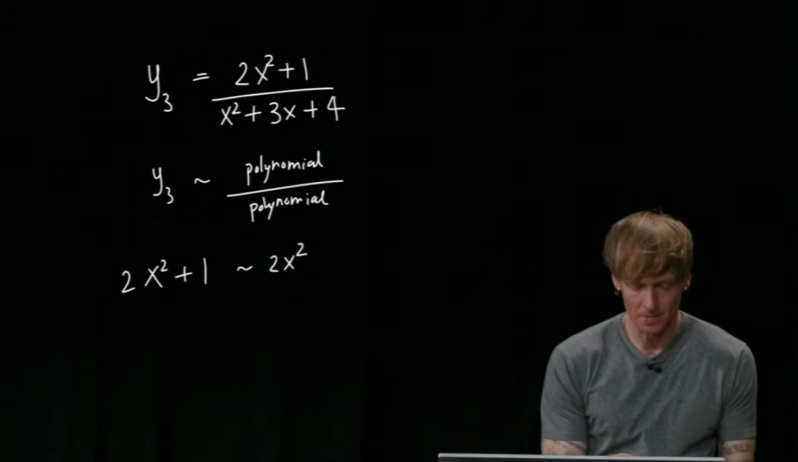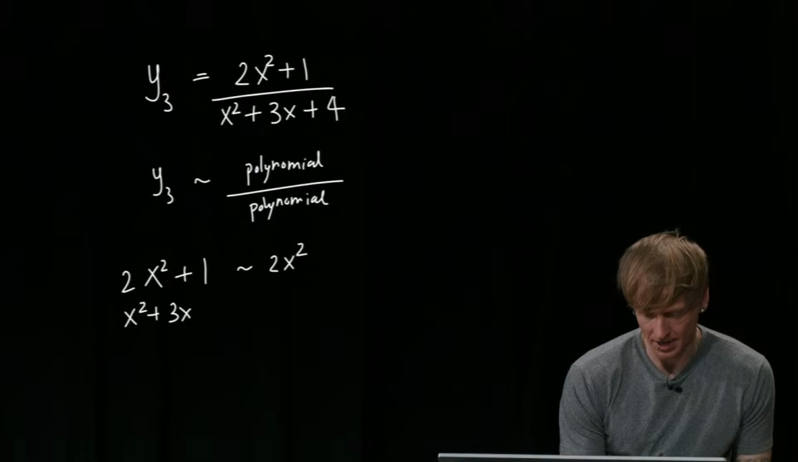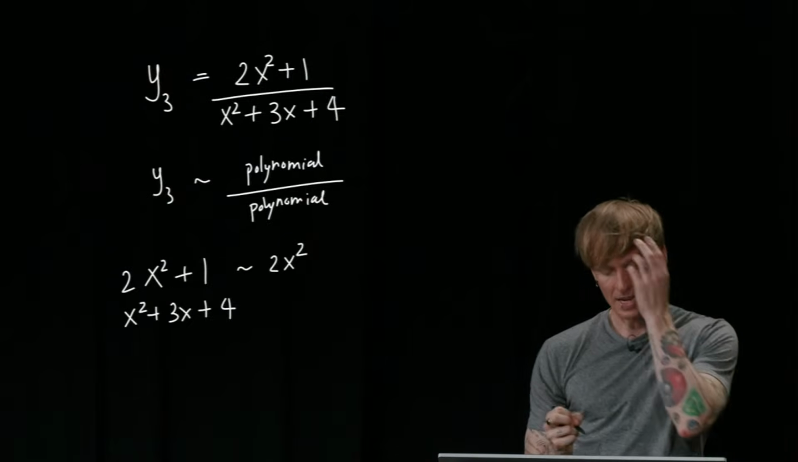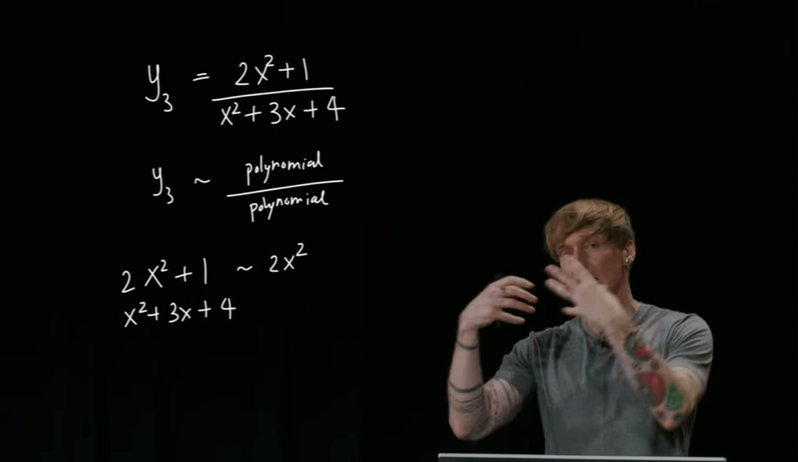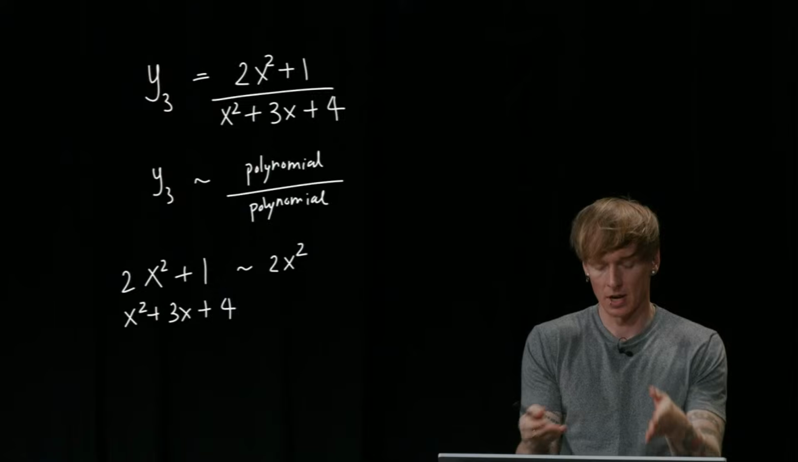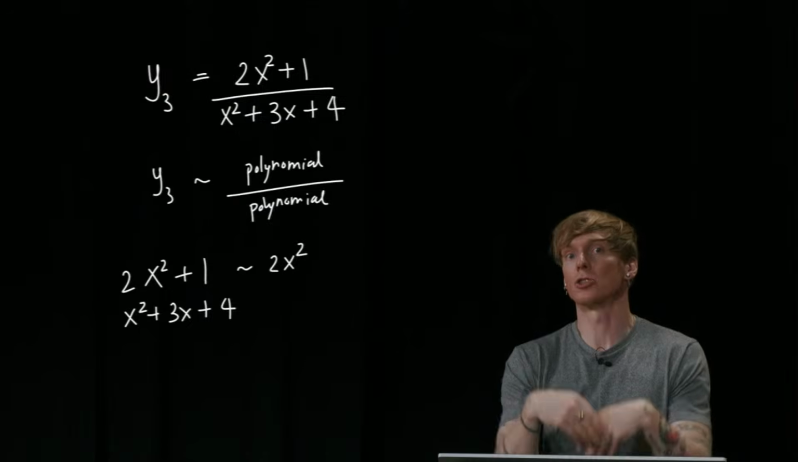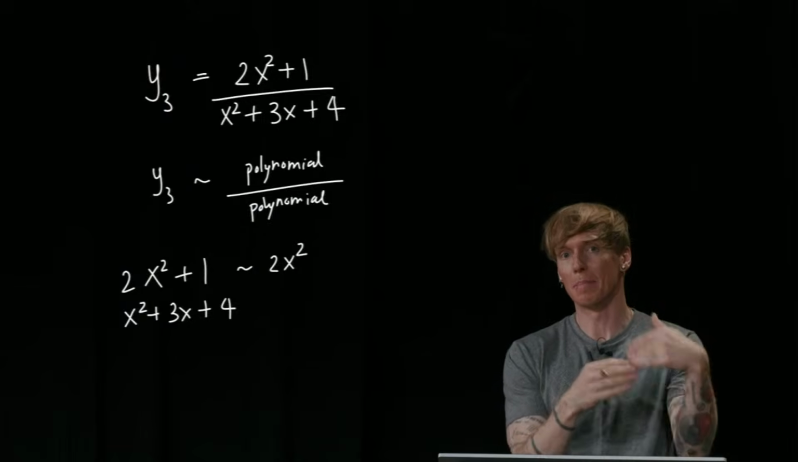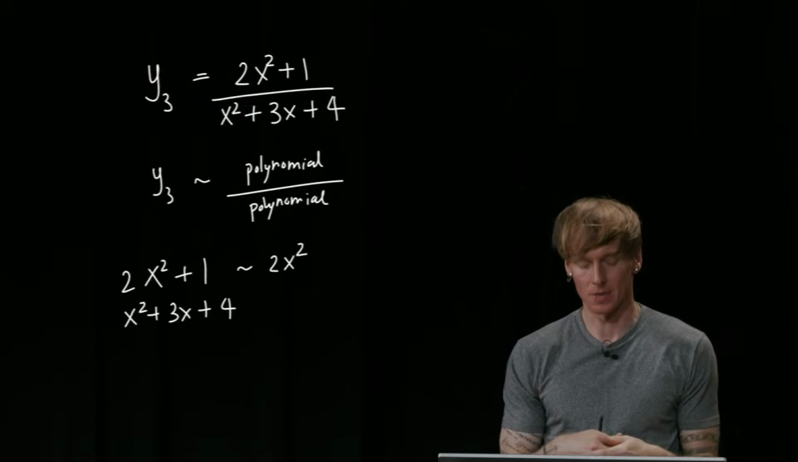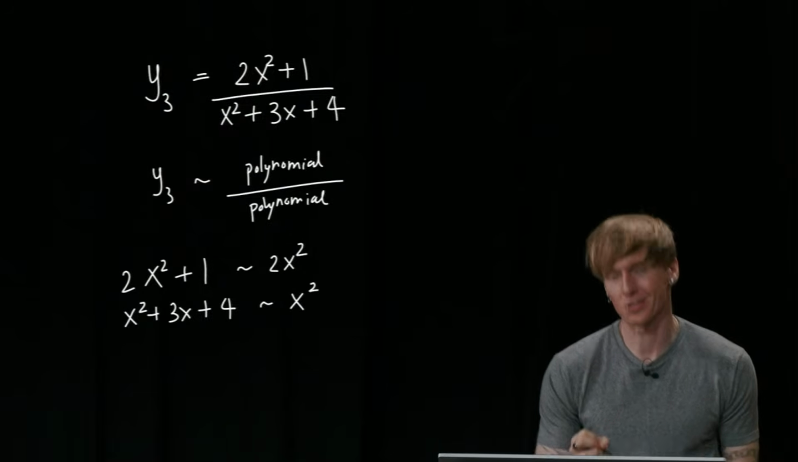And then on the bottom, we've got something similar. So the x squared plus the 3x plus the 4, again, for those really big values of x, right? The 4 doesn't really do much. The 3x term, that's linear. And linear is dominated by, it's beaten by the quadratic, the polynomial term there. So this is actually just going to look like x squared.